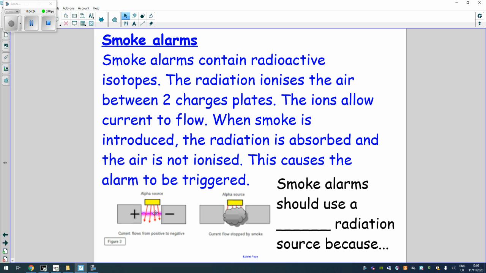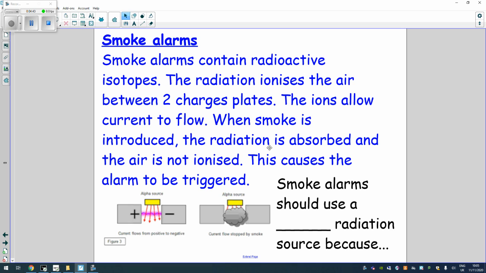You might have done this when you've done electrolysis in chemistry. Normal water cannot conduct electricity, but if you've got some ions in the water, it can conduct electricity. Same with air. If you don't have any ions in the air, it can't conduct. If it does, it can conduct. So the ions allow the current to flow.